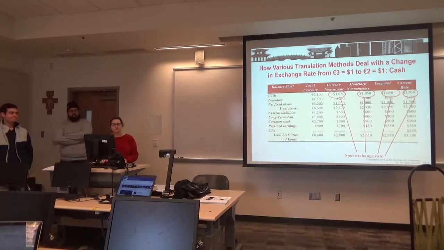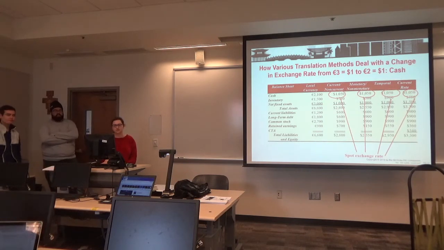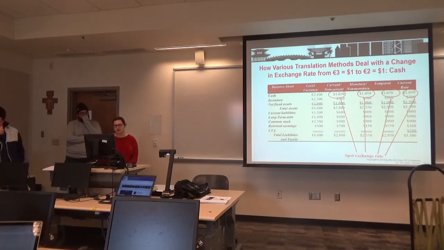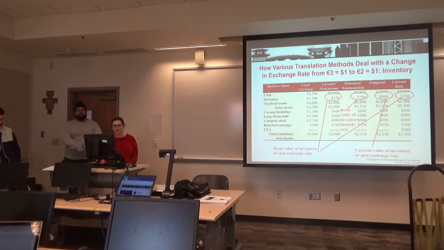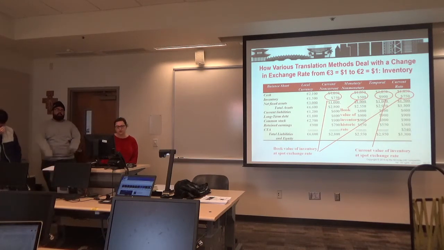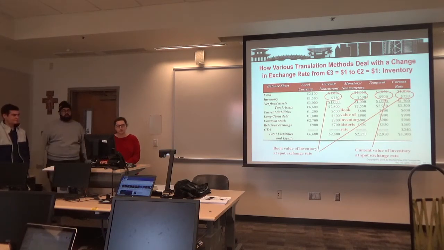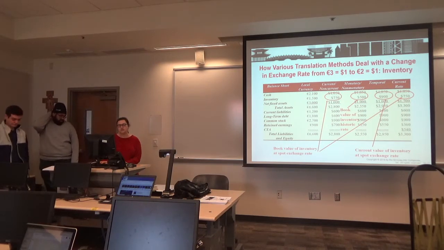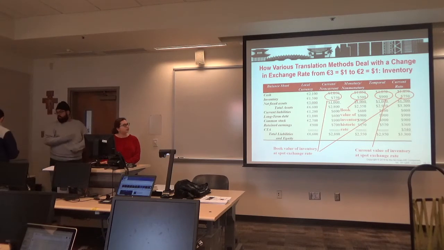And the next couple of slides are just balance sheets and examples of the different methods that we've talked about. So here, this just points out the spot exchange rate and how it's the same across the board. This next one talks about the book value of inventory at spot exchange rate and the current value of inventory at spot exchange rate. So you can see that for inventory, the values do differ here as a result of the exchange rates. 3 euros is equal to $1 to 2 euros is equal to $1 in inventory.